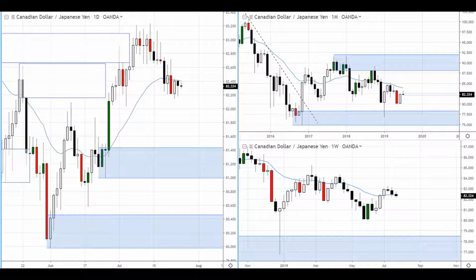Today we're going to take a look at some charts and see where we can identify supply and demand order flow and trade it for income. Let's take a look at the Canadian yen and see if we can spot supply and demand levels.